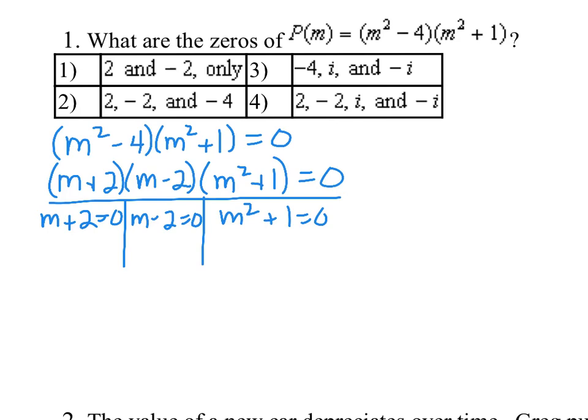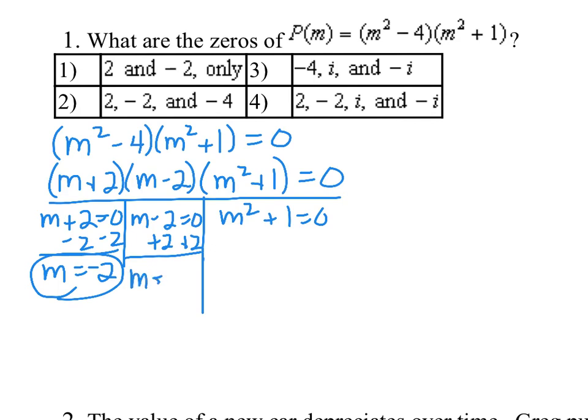Okay, so obviously on the far left here, we could have just kind of cheated and changed the signs, but basically what I'm doing is I'm subtracting 2 from both sides, and I get M equals -2. So there's one of the zeros. I can do the same thing with this middle term. I can add 2 to both sides, move that down a little bit, and we would get M equals +2.